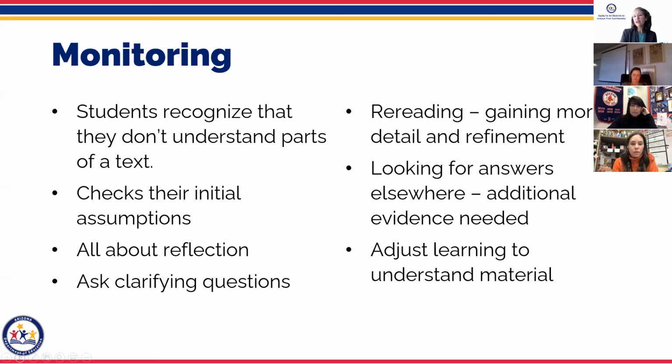So having students recognize that they don't recognize part of a text, and that's okay. They can check their assumptions, look at reflection, asking clarifying questions as they're going through this. Rereading things. How many times have we as adults read something and then had to go back and reread it? I just did my son's taxes the other day and I'm like, wait, what is this exactly asking me? And I had to read it 3 times before I figured out how to do it. So looking for answers, getting additional evidence elsewhere, and then again, adjusting the learning, so that way we know that our kids are understanding the materials.